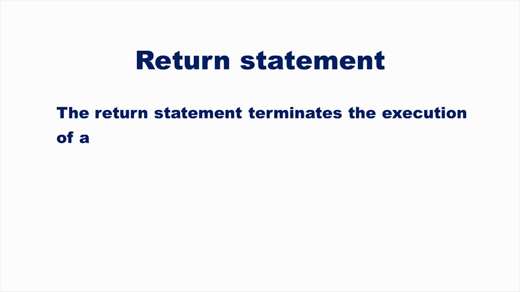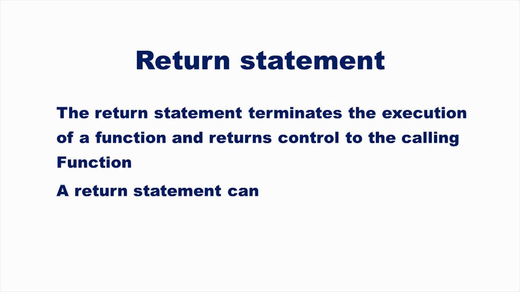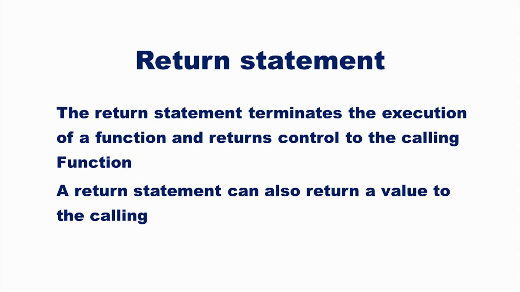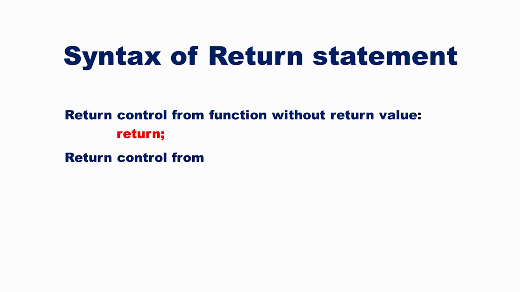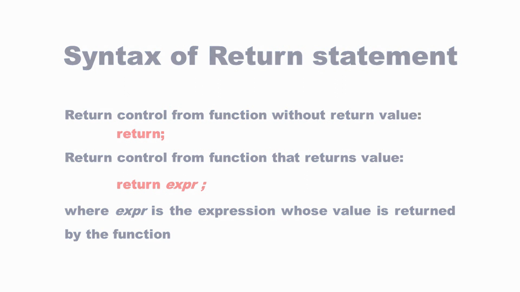Now, let us see what the return statement is. The return statement terminates the execution of a function and returns control to the calling function. A return statement can also return a value to the calling function. Syntax of return statement that returns control from a function without a return value: just write return and put semicolon. To return control from a function that returns a value: return expr; where expr is the expression whose value is returned by the function.